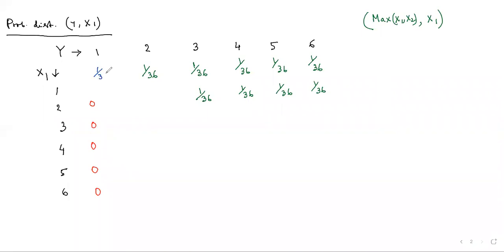So it is 1 by 36. This is 2 by 36. This will be 3 by 36. This will be 4 by 36. This will be 5 by 36. And the last one is 6 by 36.